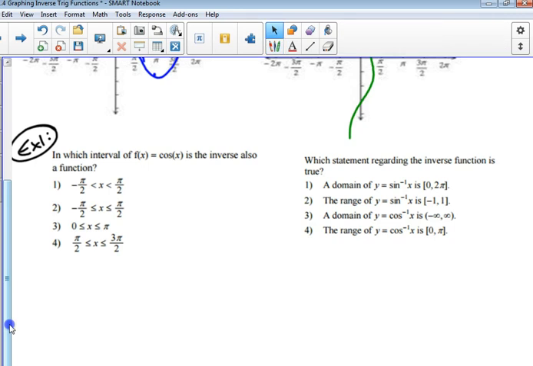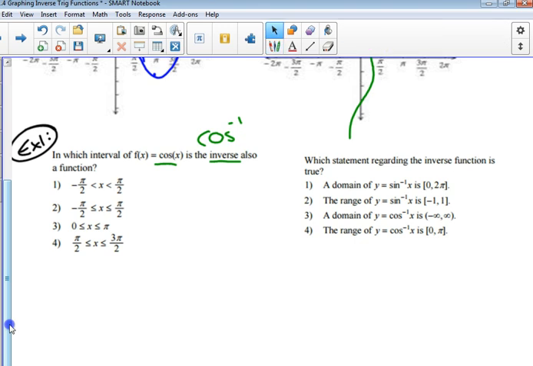So this is, I think, a very difficult question to understand. They're saying, in which interval of cos x is the inverse a function? Well, what is the inverse of cosine? 1 over cosine. So that's going to be the reciprocal. Good, nice, Haley. Cos negative 1, right? Or arc cos. That's going to be what the inverse is. So they're saying, where is the inverse going to be a function?